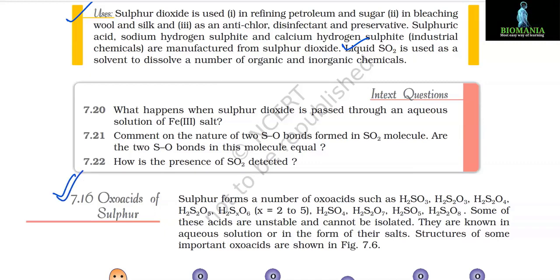7.16 Oxoacids of sulfur. Sulfur forms a number of oxoacids such as H2SO3, H2S2O3, H2S2O4, H2S2O5, H2SxO6, where x is equal to 2 to 5, H2SO4, H2S2O7, H2SO5, H2S2O8. Some of these acids are unstable and cannot be isolated. They are known in aqueous solution or in the form of their salts. Structures of some important oxoacids are shown in figure 7.6.